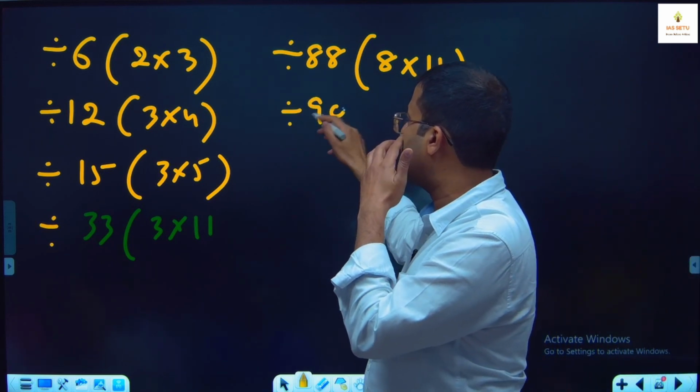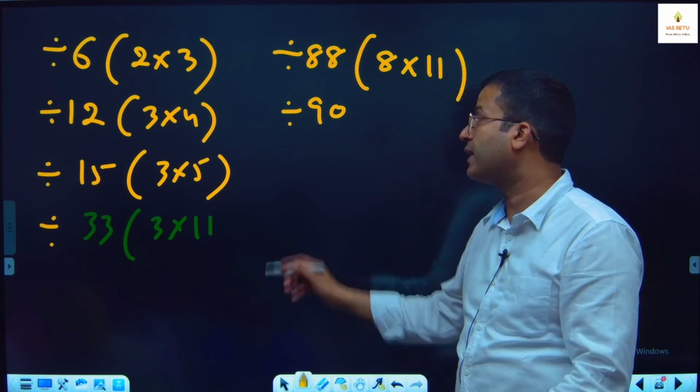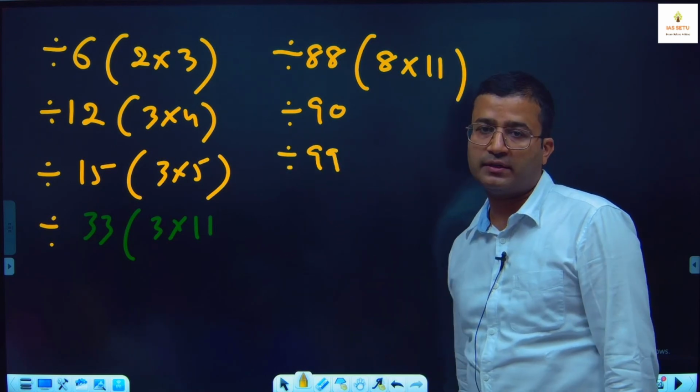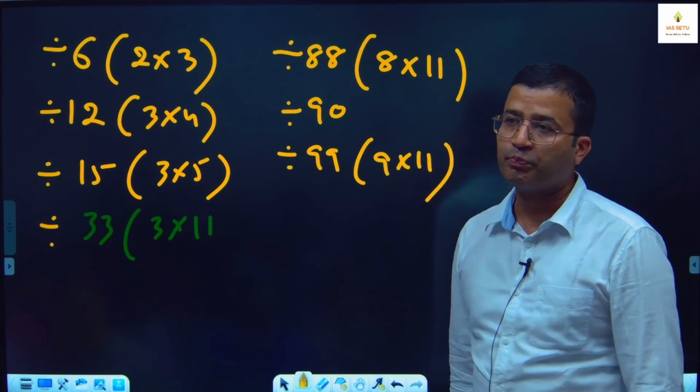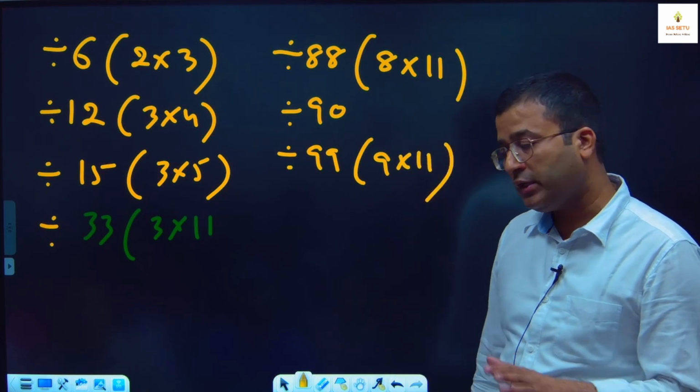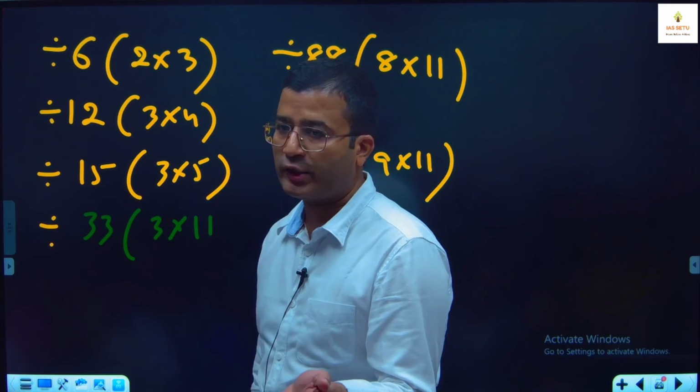How do we check divisibility of 90? 9 and 10. How do we check divisibility of 99? 9 and 11. Okay. Tomorrow I will tell you the rest; this was actually the basics of divisibility.